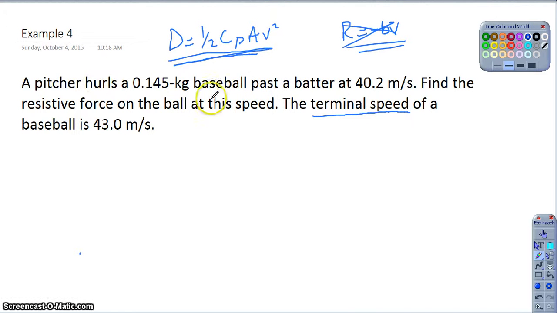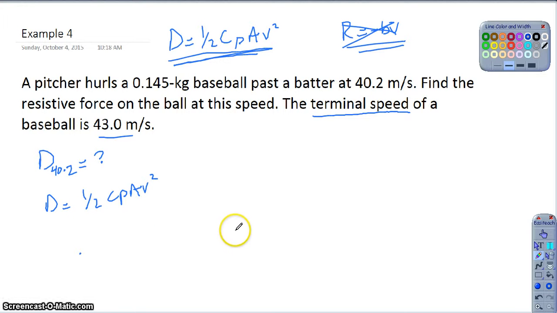So a pitcher hurls a 0.154 kilogram baseball past a batter at 40.2 meters per second. Find the resistive force of the ball at that speed, and then they go on to tell me the terminal velocity is 43 meters per second. So I want to find what D is when it's at that speed of 40.2, right? So that's what I'm looking for. Well, D equals 1/2 C rho A times velocity squared. Obviously, they give me the velocity, which I can square, but that's about all they give me.